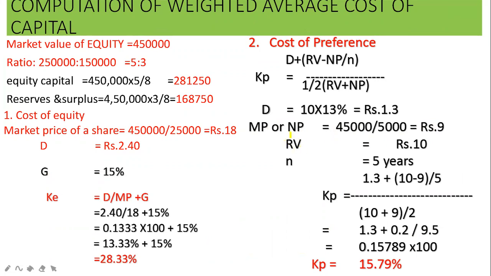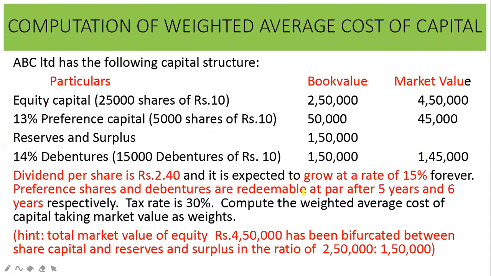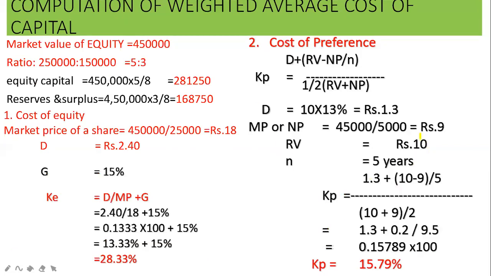Now coming to the repayable value of a preference share. It is rupees 10. Why am I taking this rupees 10? Because no information is given to you about at what value it is redeemable. Whether it is at a premium or a discount is not mentioned here. So I am assuming that the repayable value is the face value. So I have taken this rupees 10 as the repayable value. N is 5 years. That is the number of years. After 5 years, this preference share capital is redeemed. So I have taken 5 years as the N.